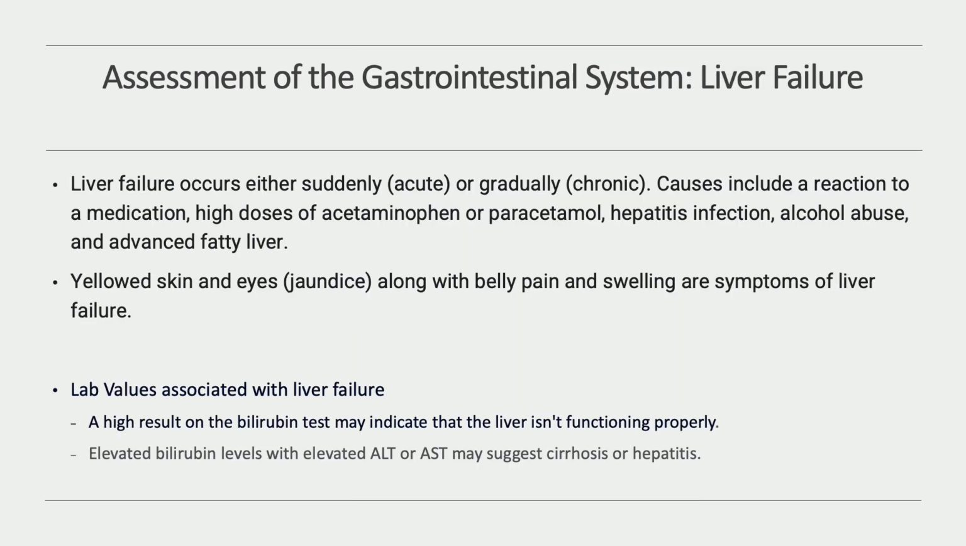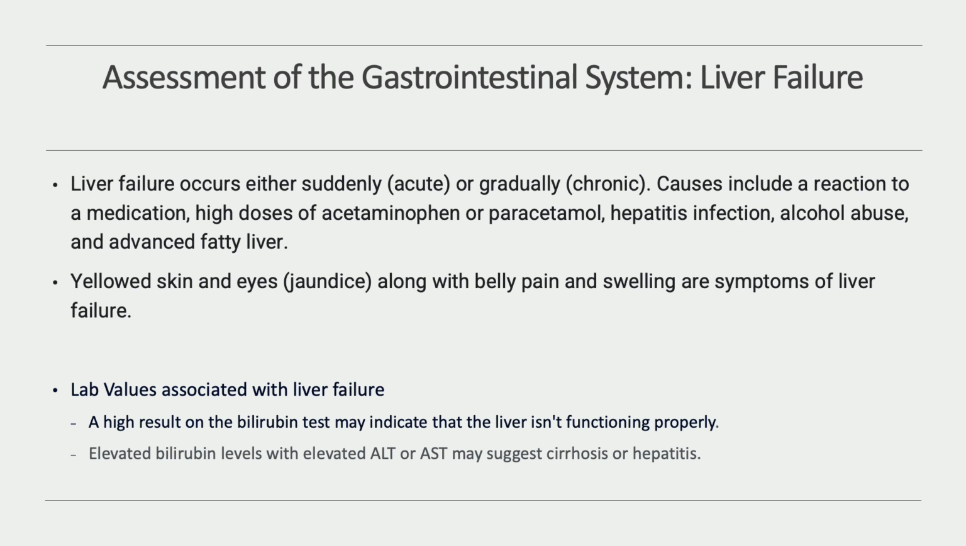All right, so liver failure. Liver failure can be fast or it can be chronic. It can be acute or chronic. Reaction to medications can cause it. High doses of acetaminophen over 4 grams. Hepatitis infection, alcohol abuse for sure, advanced fatty liver disease, that could be through NASH, which is non-alcoholic liver failure. Jaundice, the yellow eyes, belly pain, huge symptoms, okay?